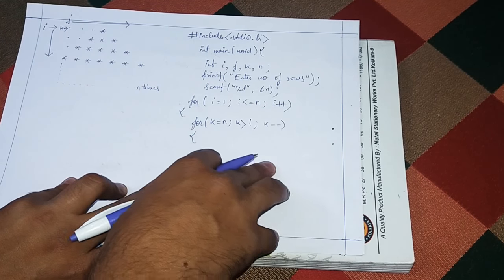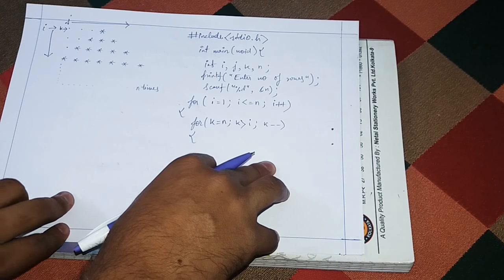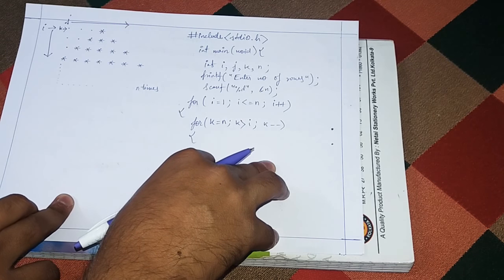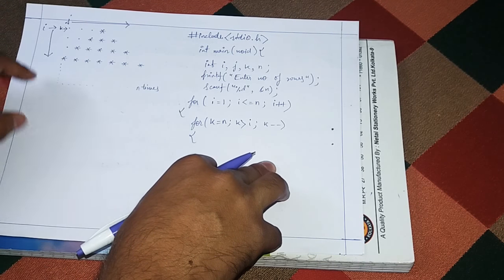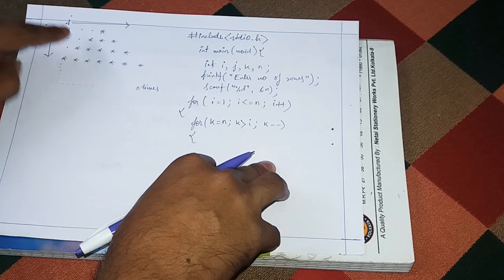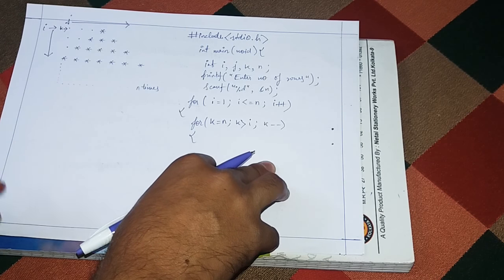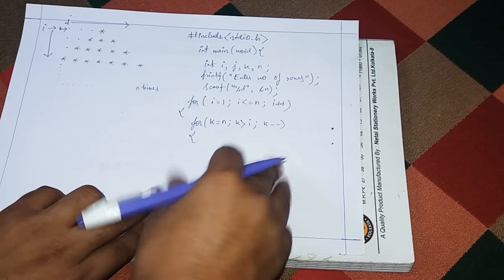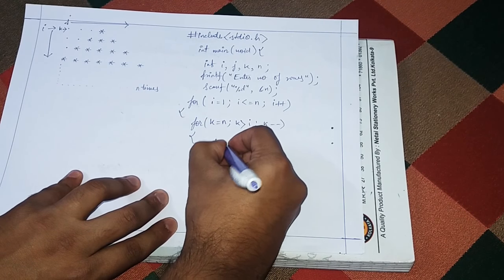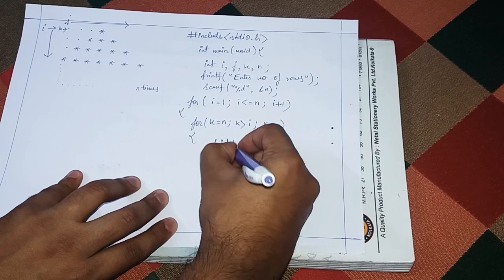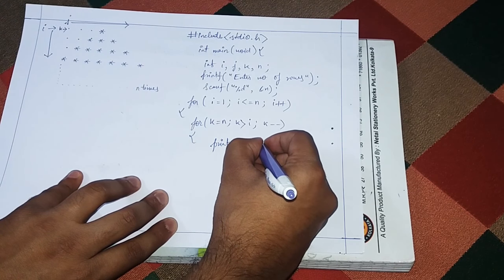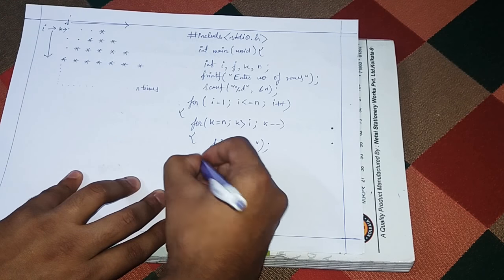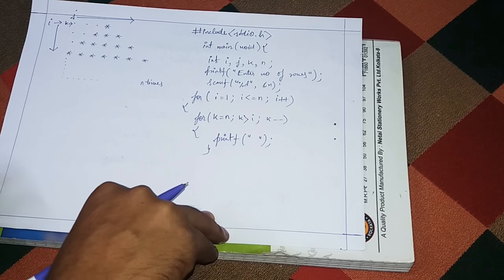Now we have designed the k loop like this. For k is equal to n, k is greater than I, k minus minus, which means k will start with the value n, it will go up till I, and it will decrement by 1 at each step. Now how will this work? We'll just finish writing this. Printf space. So now this is how we are printing the spaces.